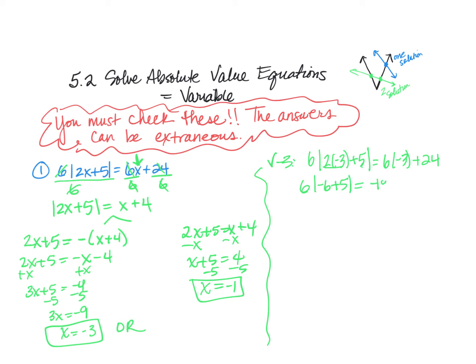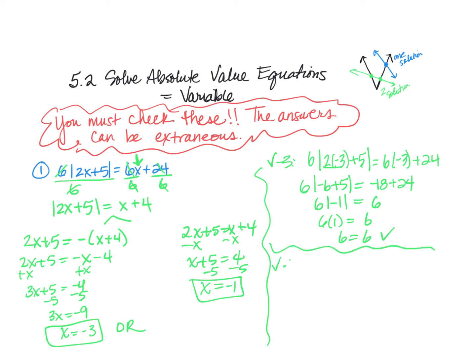Over here, I'm going to have negative 18 plus 24. So 6 times the absolute value of negative 1 equals, this will be 6. And absolute value of negative 1 is 1, right? So 6 times 1, is that equal to 6? Yes, this one worked. So that is a good solution. Now let's try the next solution.